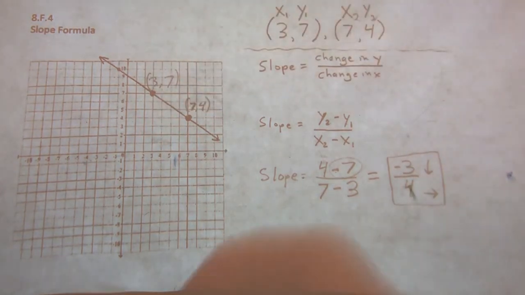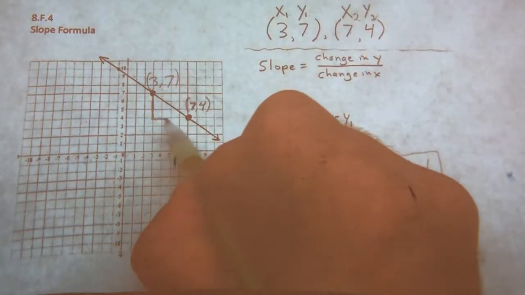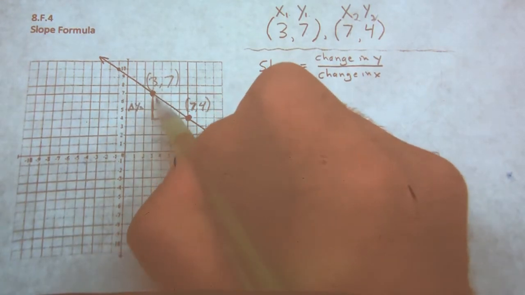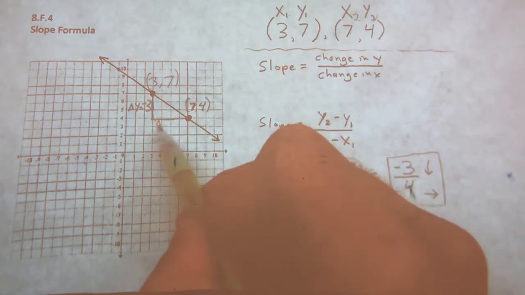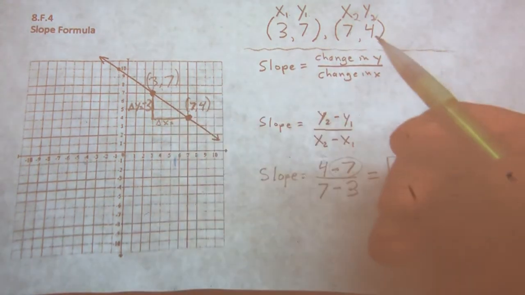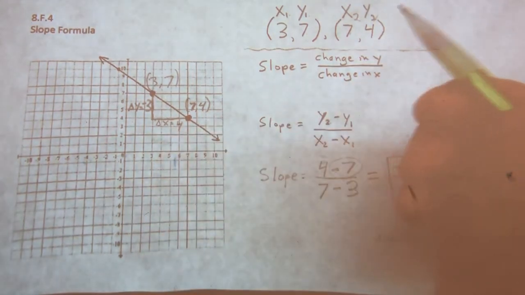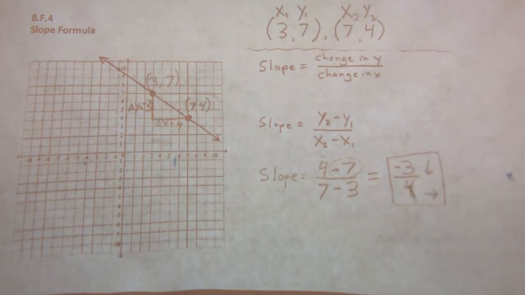And if we wanted to check, we could just do a slope triangle here between these points, and find our change in y. We see we go down 3, so our change in y would be negative 3. And this would be our change in x. We can see our change in x is 1, 2, 3, 4. So we would have gotten negative 3/4, same as we find here.